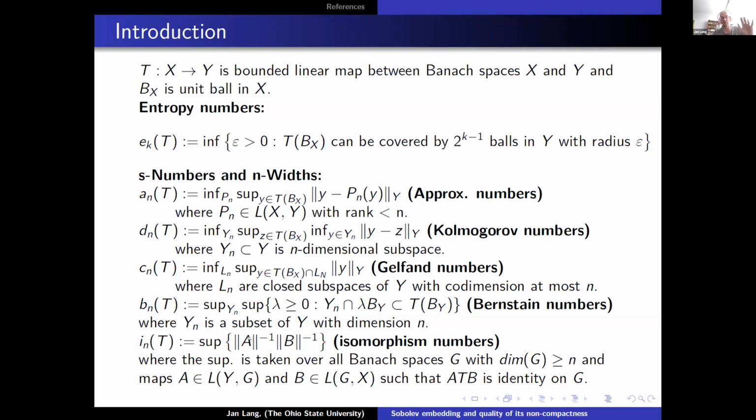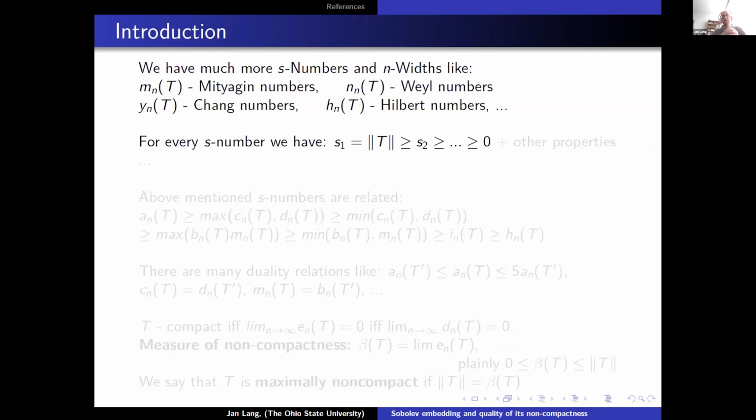And there are other definitions like isomorphism numbers. There are many more quantities which are used to estimate the quality of your mapping. Here you have Mityagin numbers, Boris Mityagin, my colleague from Ohio State, Weyl numbers, Chang numbers, Hilbert numbers. All these numbers tell you how well the image of your operator is approximated by some n-dimensional structures. For all those s-numbers, the first s-number is equal to the norm of the operator, and then the other numbers go to 0. Among those s-numbers, there are some relations, and there are some other properties, which I'm not going to mention here.